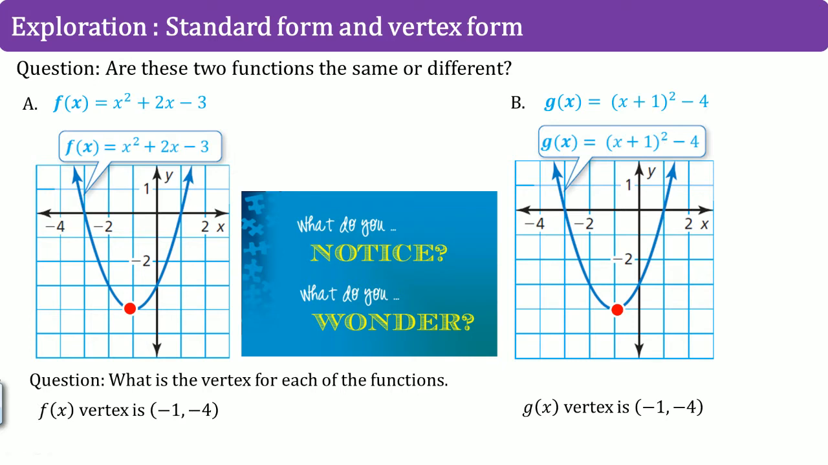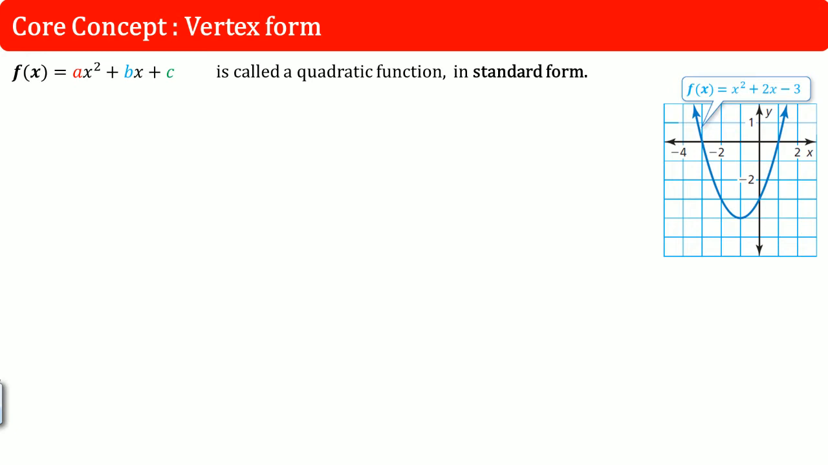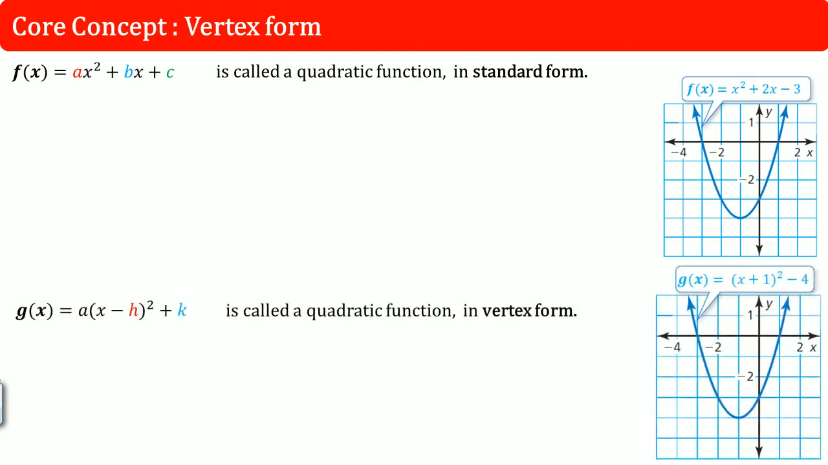This leads us to our core concept of the vertex form. What you have here, f of x is equal to x squared plus 2x minus 3, is in the format of the standard form of ax squared plus bx plus c. This is something that you saw in the prior units. Next, we introduce this new format, g of x, which is (x plus 1) squared minus 4. This is actually in vertex form. We saw that these two are exactly the same parabola. They're essentially the same quadratic function. However, one is in standard form and the other is in vertex form.